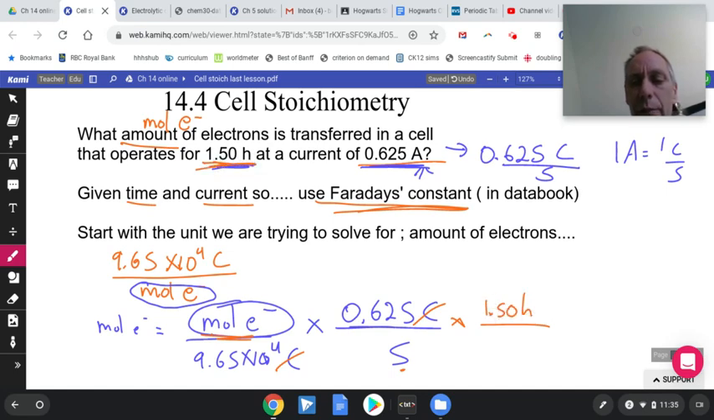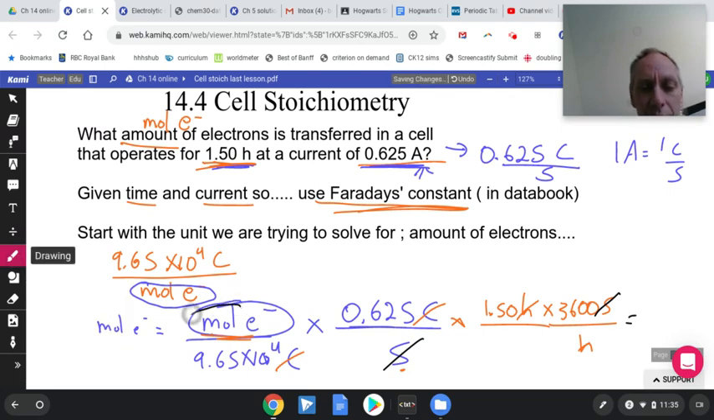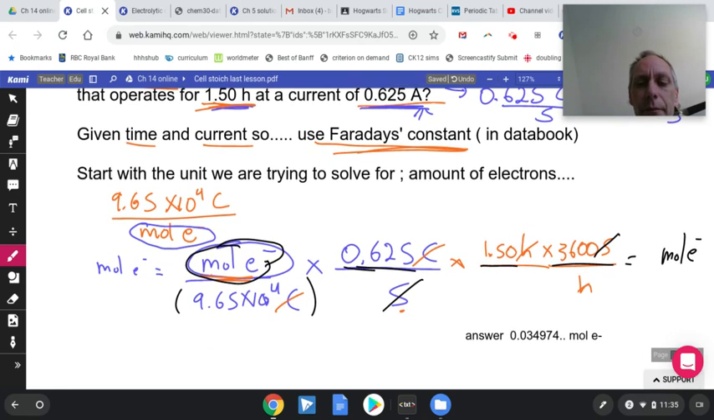So I need to get rid of seconds, and I have 1.50 hours, which can be converted. Remember, 3,600 seconds in an hour. So that gets rid of the hours. That gives me my seconds, and now I can cancel out the seconds. And when all is said and done, this is all I have left, moles of electrons. And then the math, multiply everything on top, 0.625 times 1.50 times 3,600, and then divide by 9.65 times 10 to the fourth.